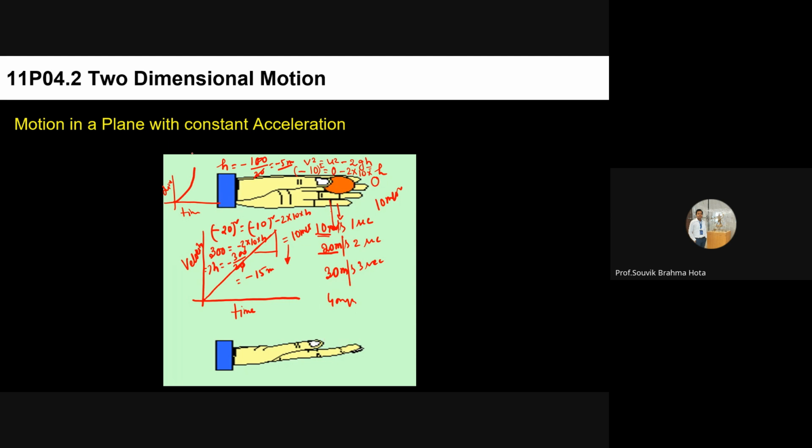So we know that the displacement-time graph, if it is accelerated, even though it is constant acceleration, will look like this only, increasing parabolically. Okay.